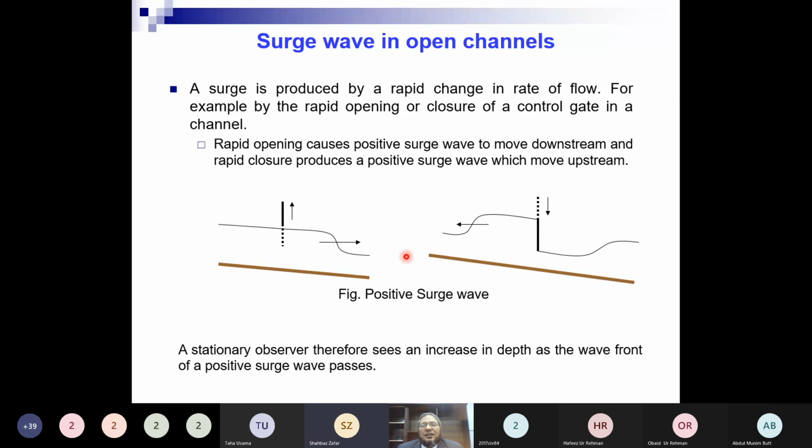Now this is the same channel. Instead of opening the sluice gate, we are now closing the sluice gate. Once we close the sluice gate, the pressure wave will move in the upstream direction. This will also be called a positive surge wave, because the depth of flow is increasing. That's why it is positive, and it will move in this direction. Is the concept of surge wave by closing or opening the gate clear?